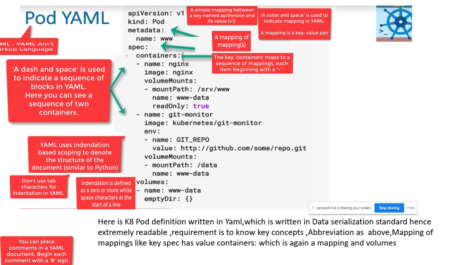you can have multiple applications running within the same YAML file. This is the example of two applications. One is Git monitor, this image called Kubernetes slash Git monitor, and this other image is a public image, Nginx, and this volume mount.